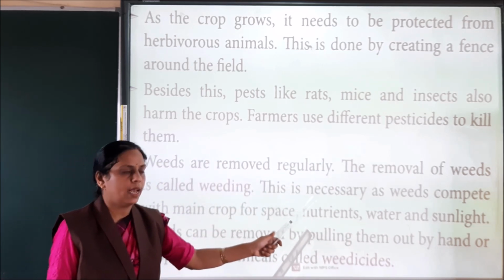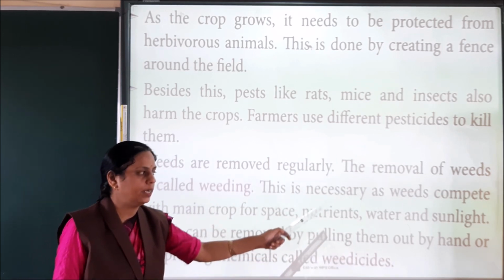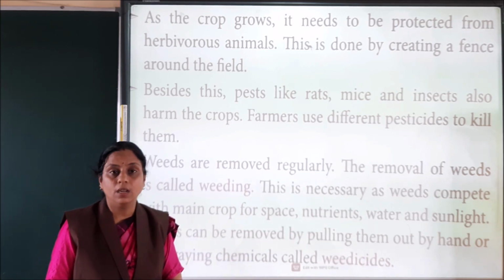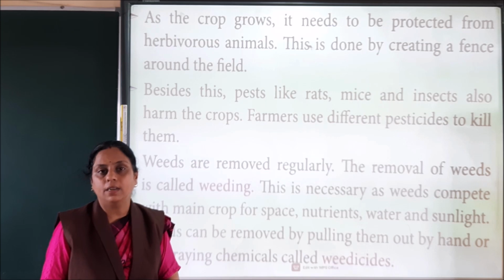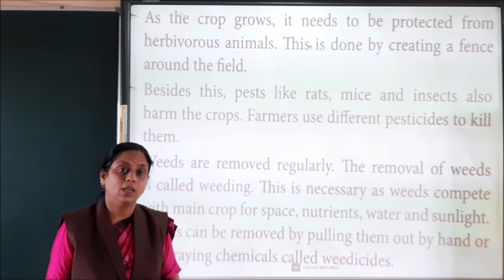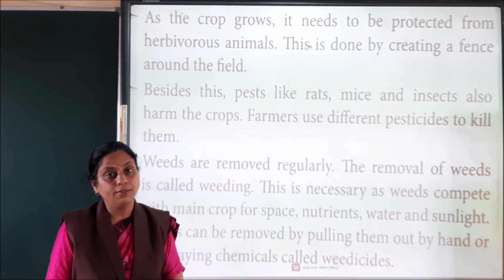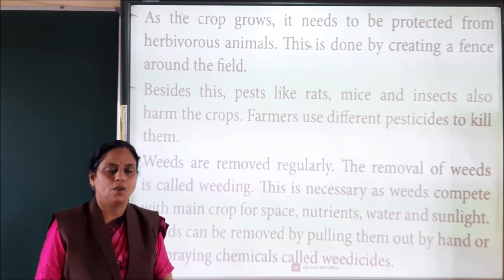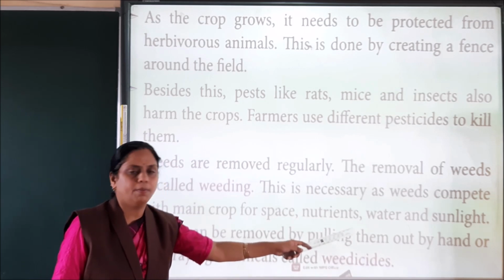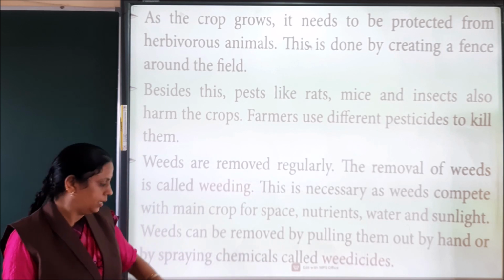This is necessary as weeds compete with the main crop for space, nutrients, water and sunlight. That means they will struggle for sunlight, air and warmth with the crops. The main crops which farmers are growing in the field will not get enough sunlight if these weeds are not removed. And weeds can be removed by pulling them out by hand or by spraying chemicals called weedicides.